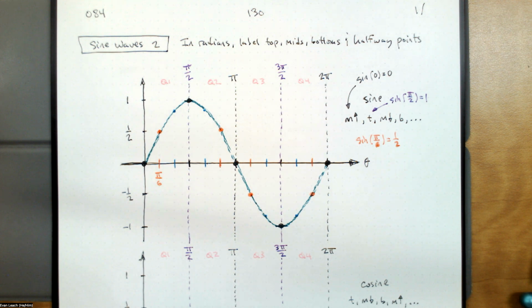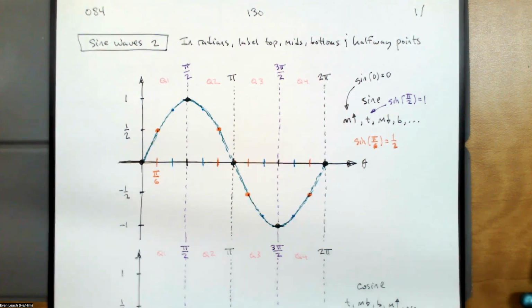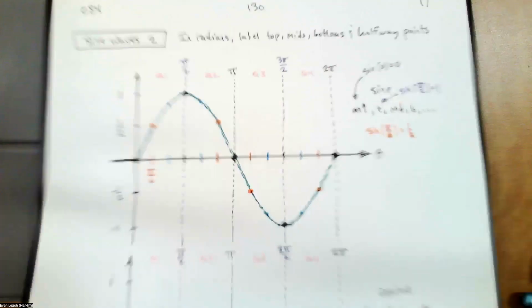Any questions? Get your top, middle, bottom. Get your halfway points. If you're feeling spicy, you can find those root 3 over 2s as well. If you have graph paper like I have, those root 3 over 2s.